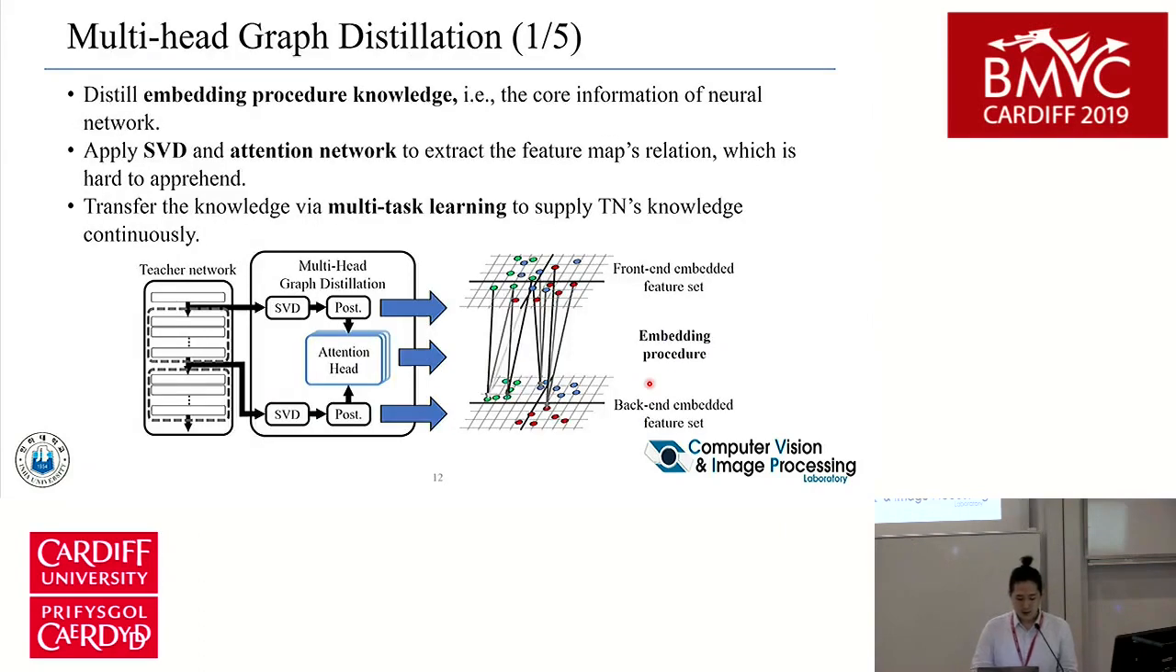Next, I will introduce the module for distilling embedding procedure knowledge, which is called multi-head graph distillation. For distilling the embedding procedure knowledge, we have to compute the relation between feature maps. However, the feature map's relation is hard to apprehend, so we build a module by singular value decomposition, SVD, and an attention network. Also, to achieve state-of-the-art performance, we transfer the knowledge by multi-task learning.